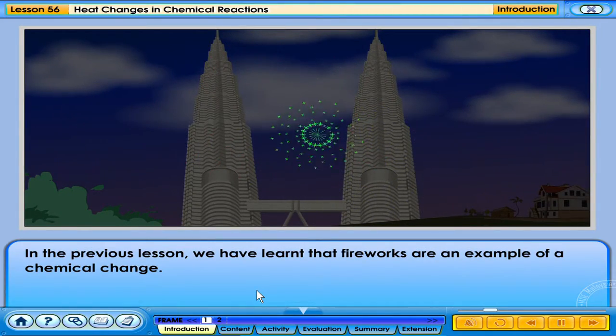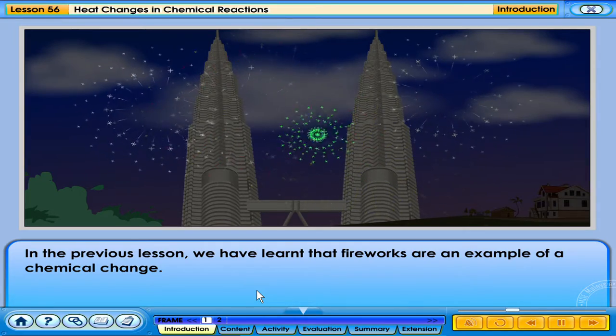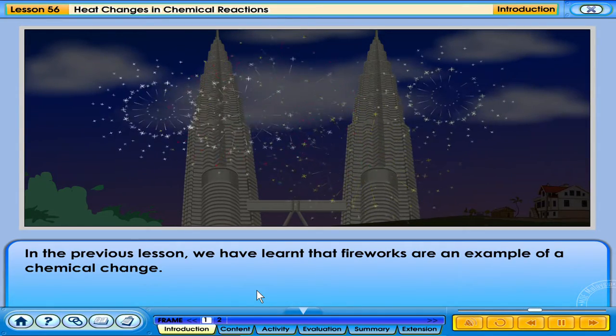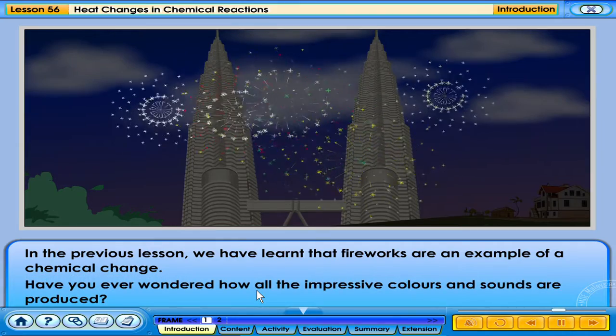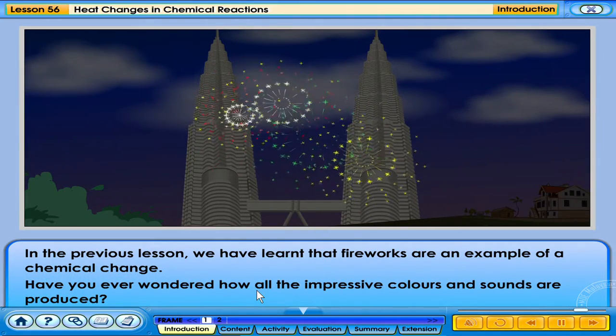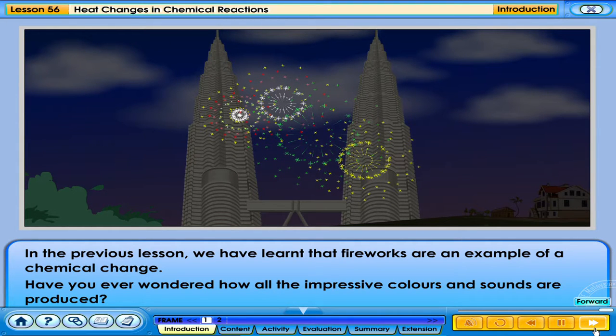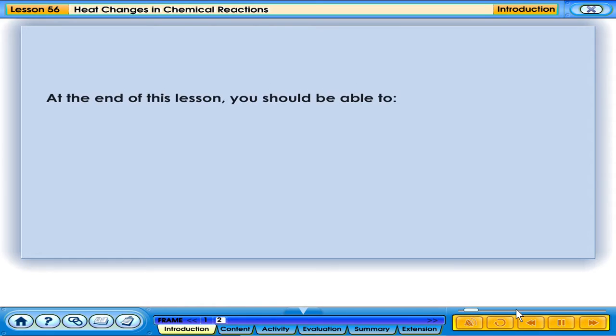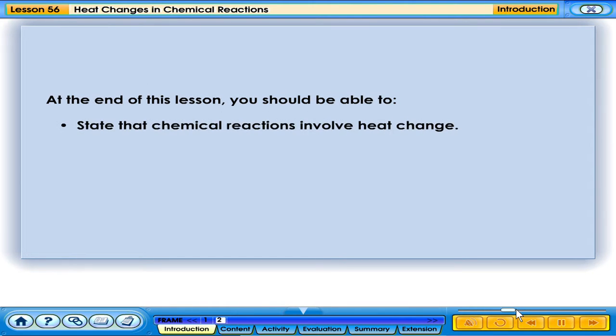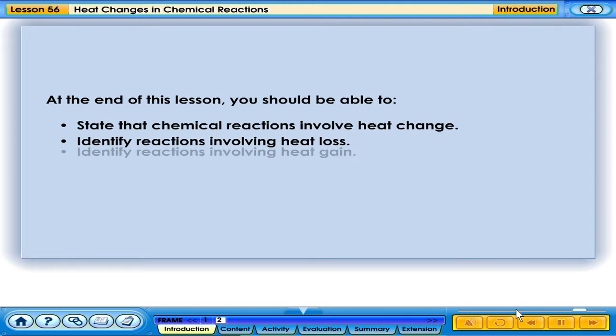In the previous lesson, we have learned that fireworks are an example of a chemical change. Have you ever wondered how all the impressive colors and sounds are produced? At the end of this lesson, you should be able to state that chemical reactions involve heat change. Identify reactions involving heat loss. Identify reactions involving heat gain.